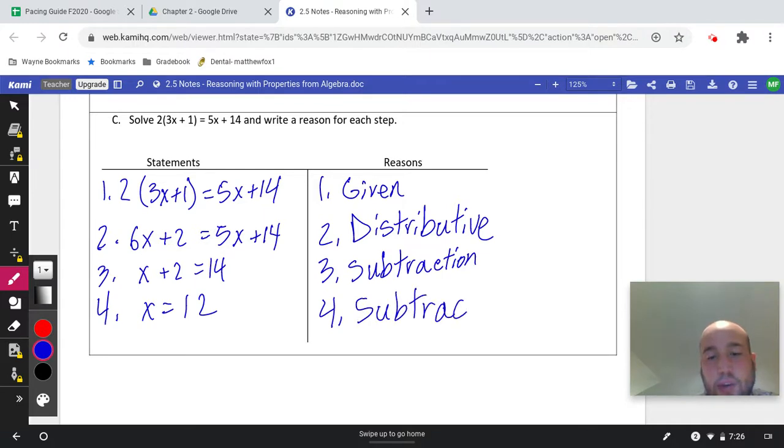Now it's possible, depending on how you solve this, you could have solved it in a different way. And as long as you spelled out what you did and you got x equals 12, then it's fine. There's not one exact way you have to do it. Okay, there's multiple ways to solve this problem. However, this is the way I solved it.